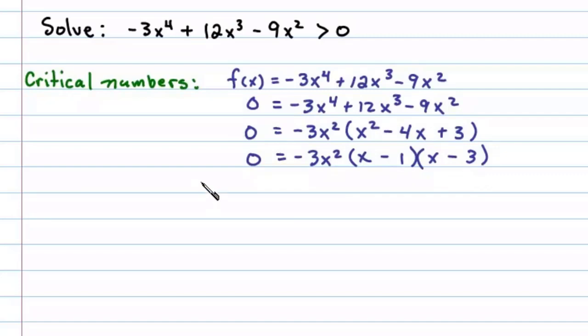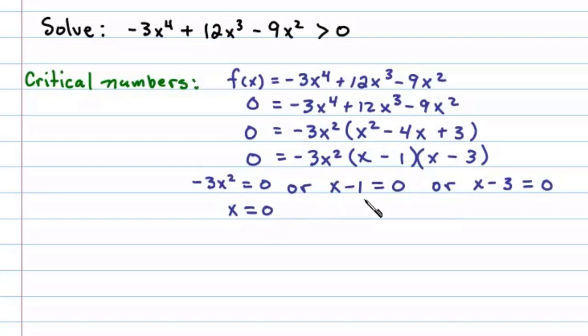So at this point we can set each factor equal to 0. And so negative 3x squared equal to 0 will give us a double root x equals 0. x minus 1 equals 0 gives us the root x equals 1. And x minus 3 equals 0 will give us the last root here, x equals 3. And so the three critical numbers are 0, 1, and 3.